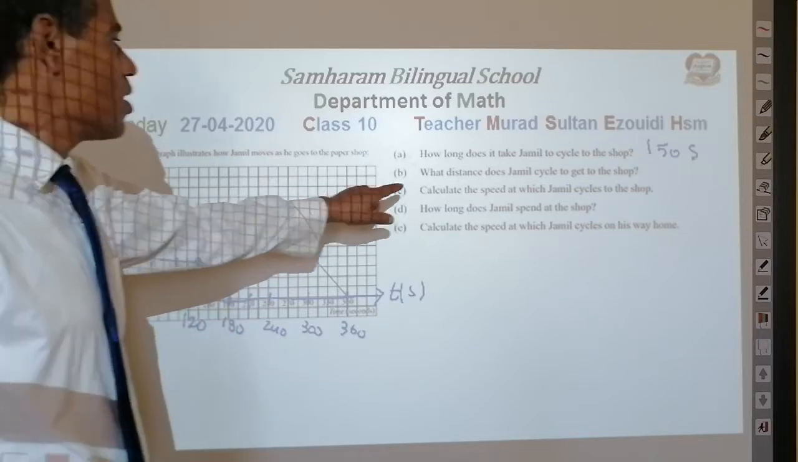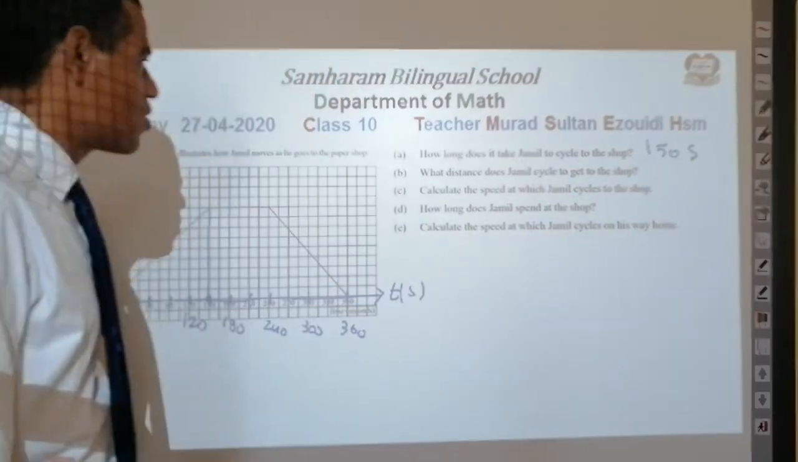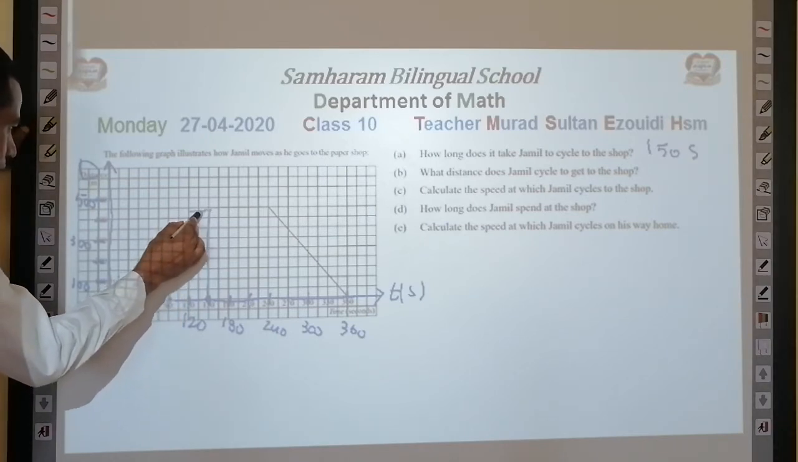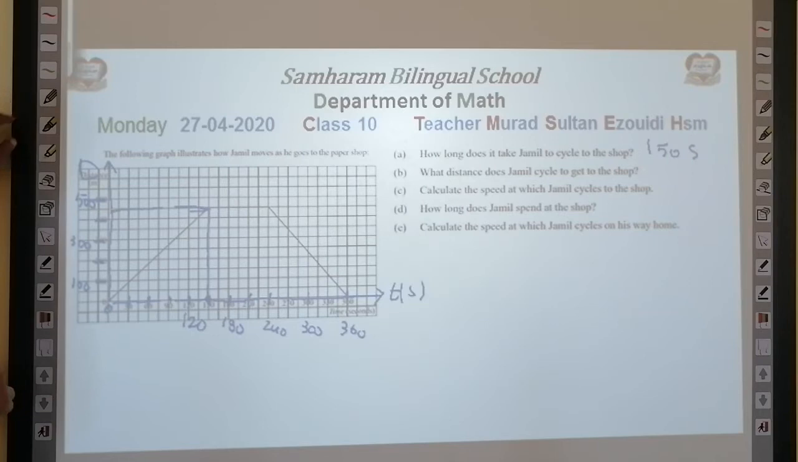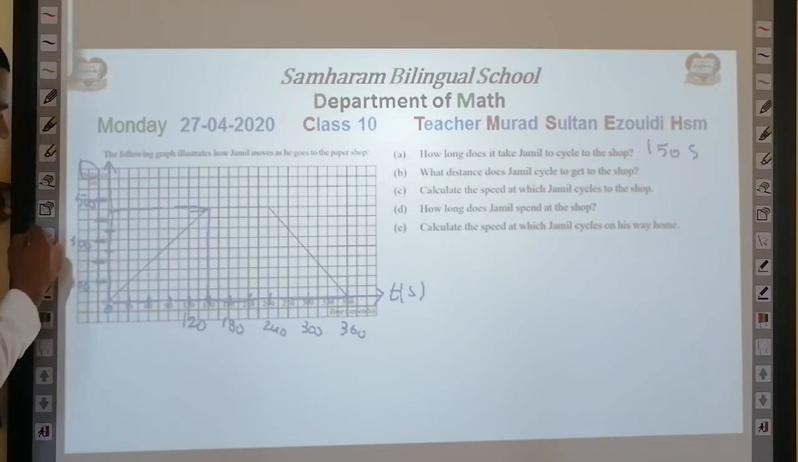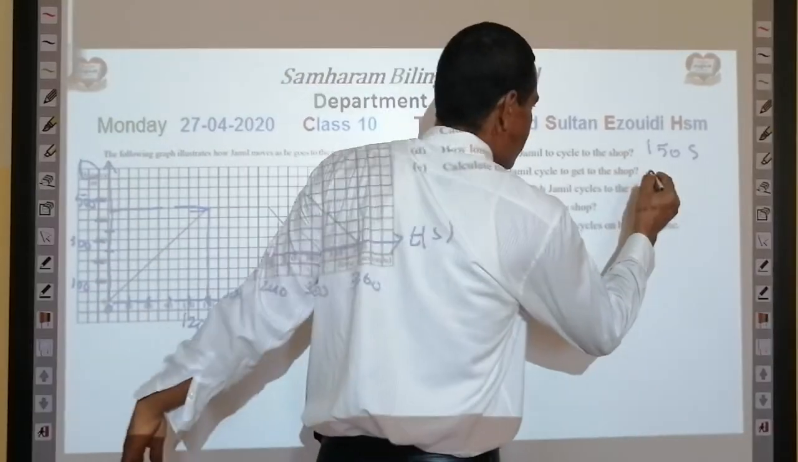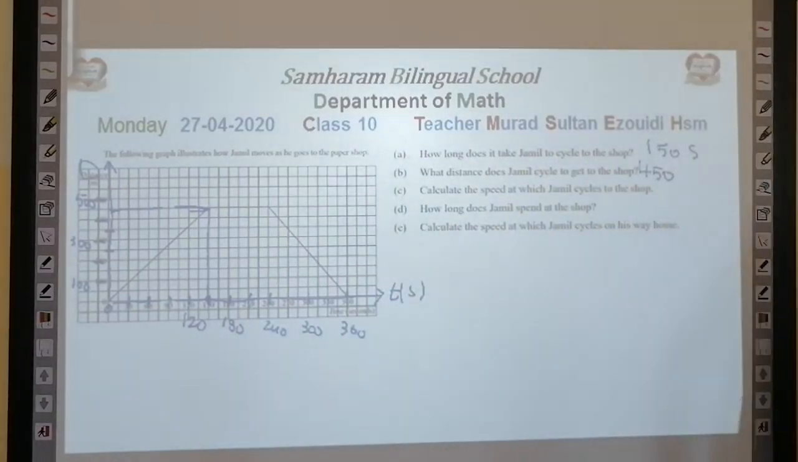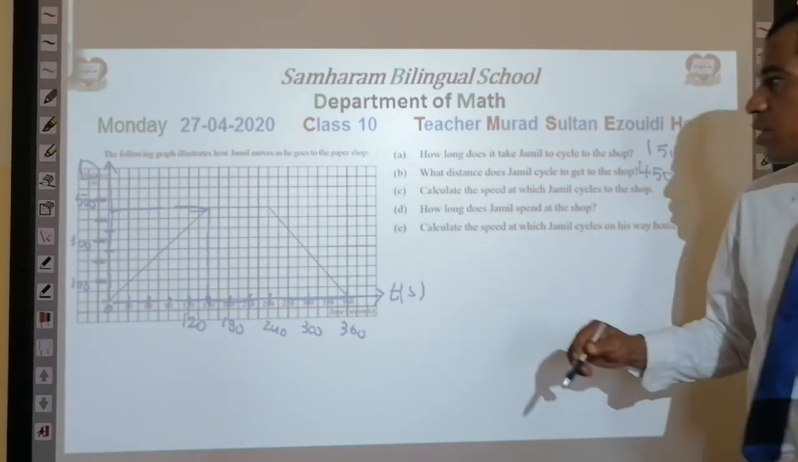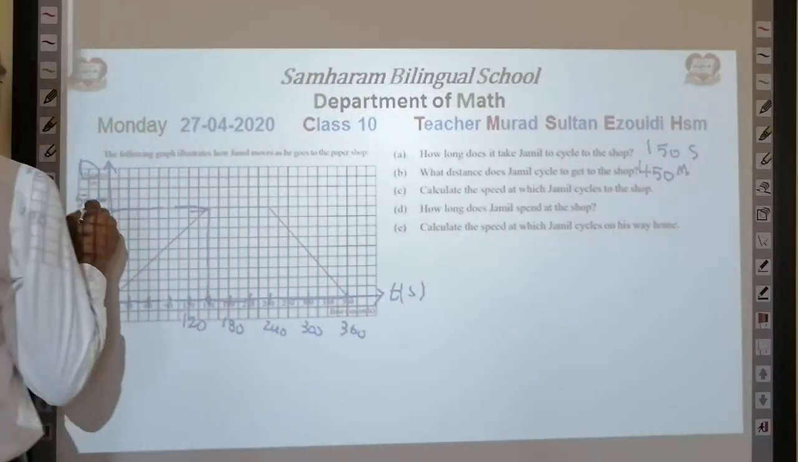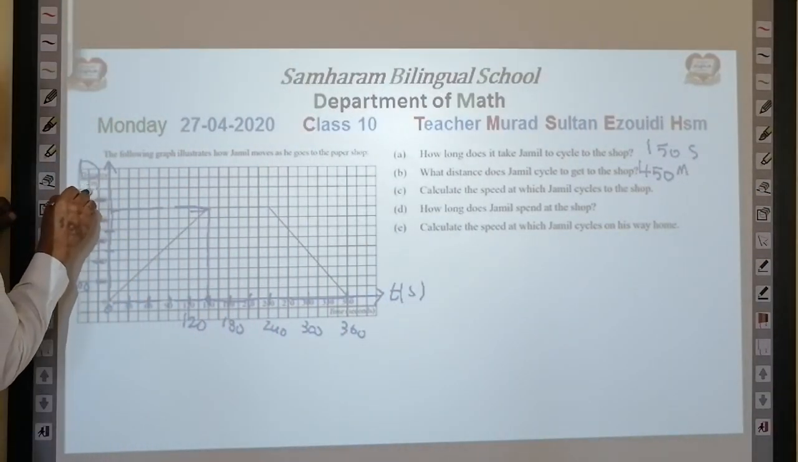The second one, what distance does Jamal cycle to get to the shop? So, he cycles how many? This distance: 0, 100, 200, 250, 300, 350, 400, 450. So, 450. What is the unit? The unit is meter. The unit of the distance is meter, my learners.